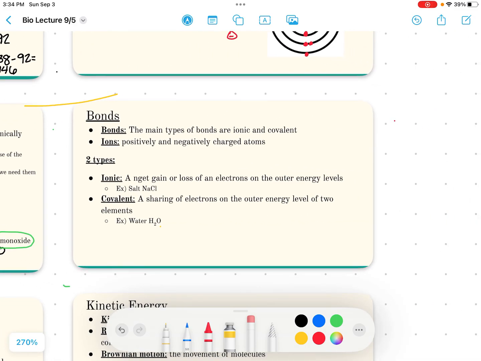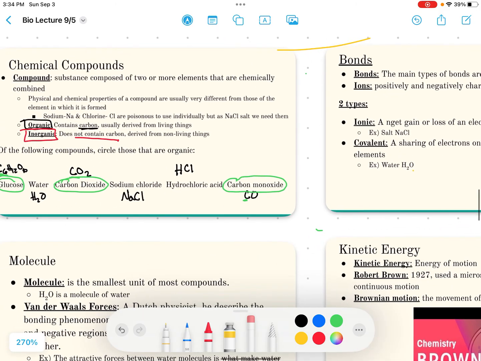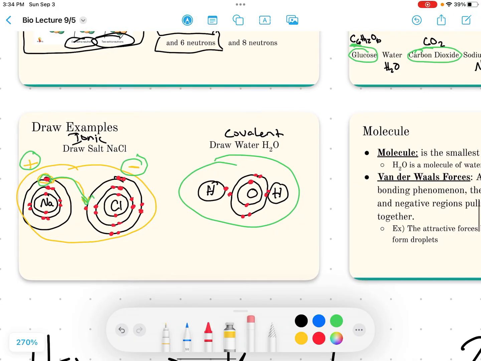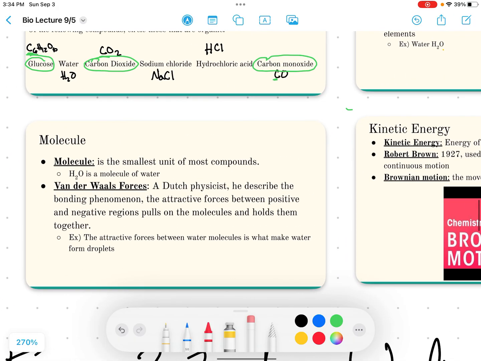We talked about bonds, which are 2 types, ionic and covalent. Ionic is the gain or net loss of an electron at an outer energy level. And again, it has to come from the outside, not the inside. So that's it: I want it, I take it. Covalent means they're going to share those electrons between them. And those are our drawings, so hopefully you drew those in.